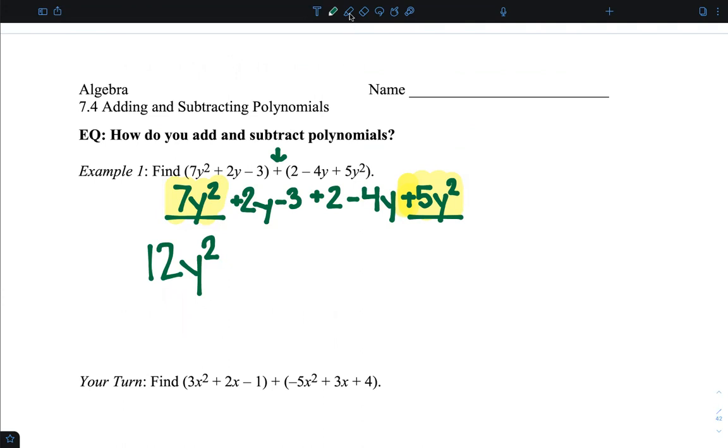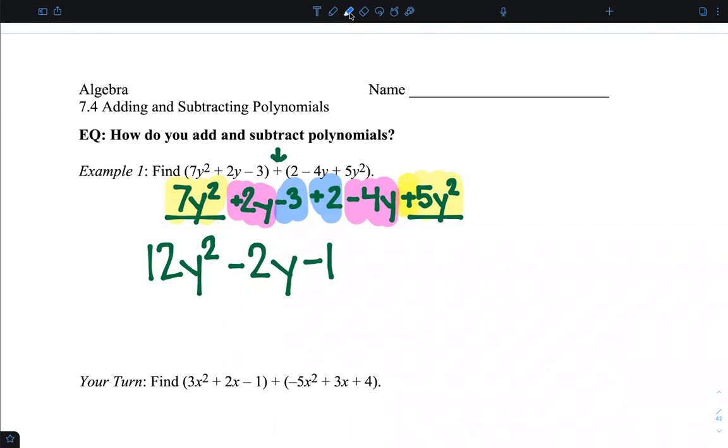All right, and then I'm going to look and say, okay, do I have any just y terms? And I have a plus 2y and a minus 4y. So that gives me a minus 2y. And then I'm going to say, okay, do I have any constant terms or any terms without y? If I look, I have a minus 3 and a plus 2. So that's going to give me a minus 1. Okay, so that's my final answer.